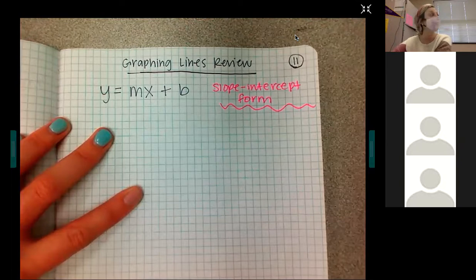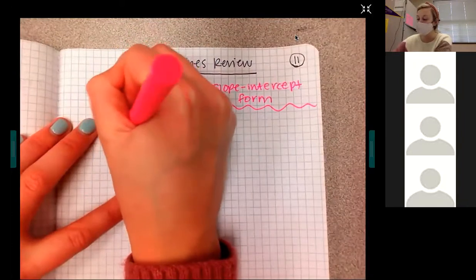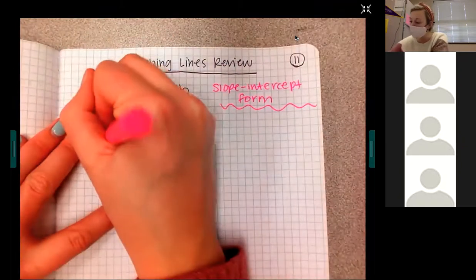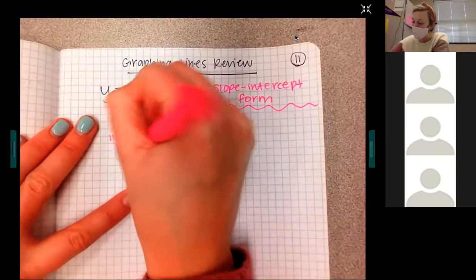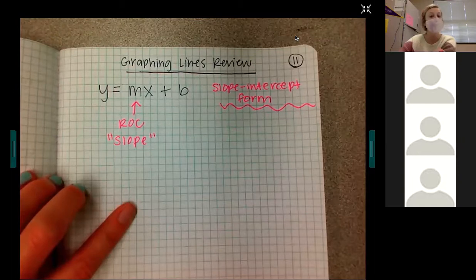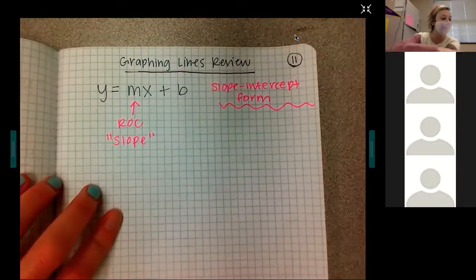So the reason it's called slope intercept, y'all, the m is the rate of change, which means the same thing as what? Slope. Thank you, Curtis. Extra credit. The rate of change, same thing as the slope. So the number attached to the x is going to be your slope. What about the number by itself at the end? It's not attached to anything.